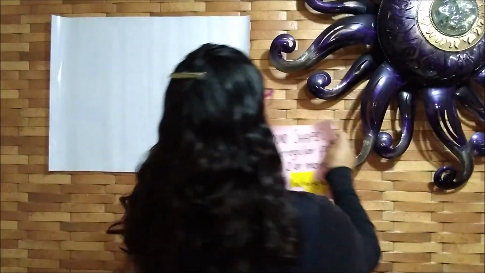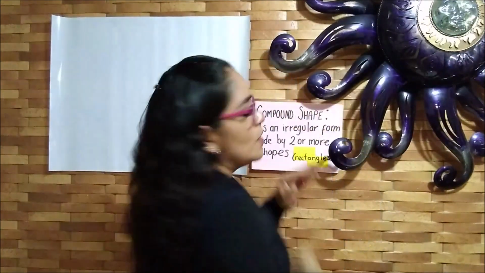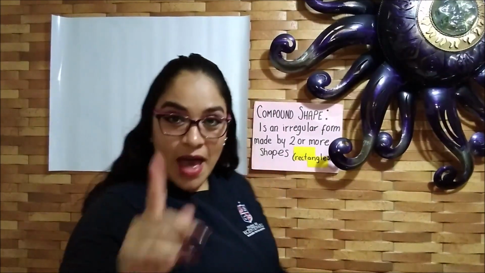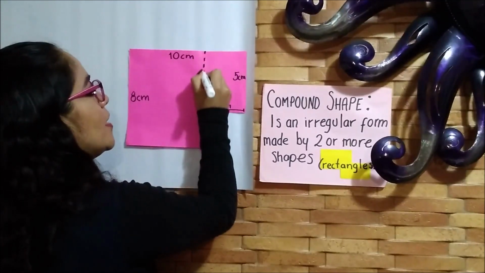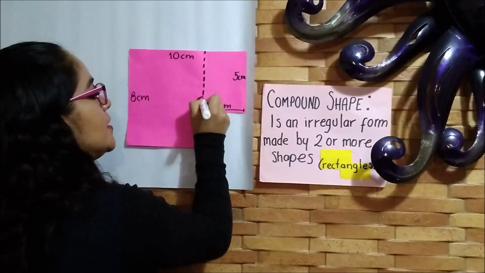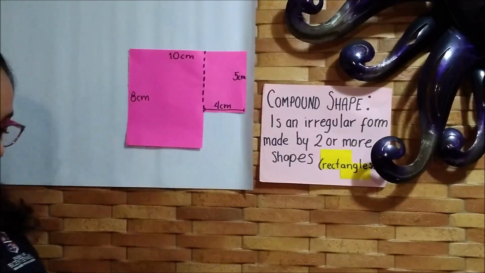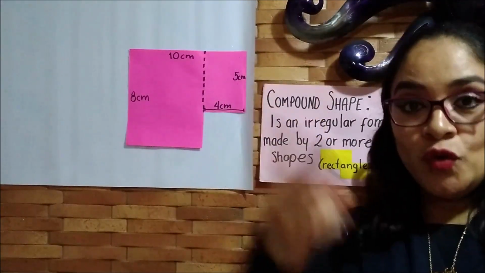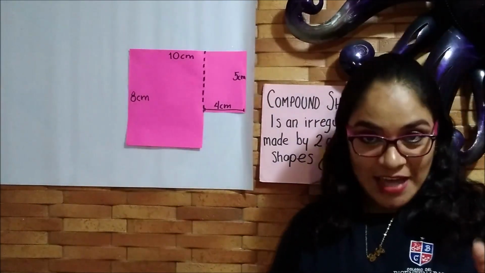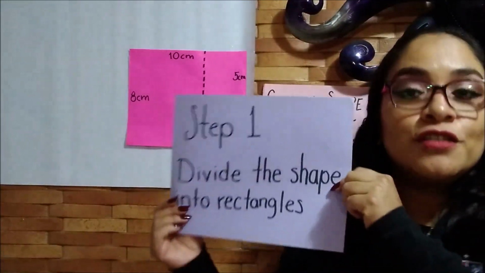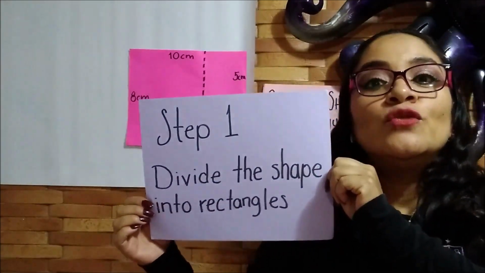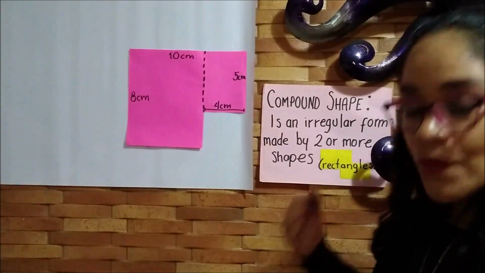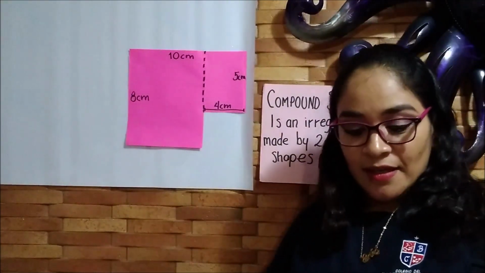All right? So let me show you a compound shape. As you can see, I'm dividing the shape into two different rectangles. All right? That is going to be my step one. Divide the shape into rectangles, so we can do it separately.